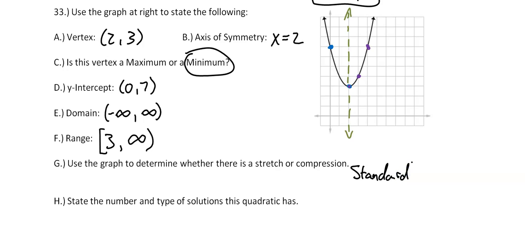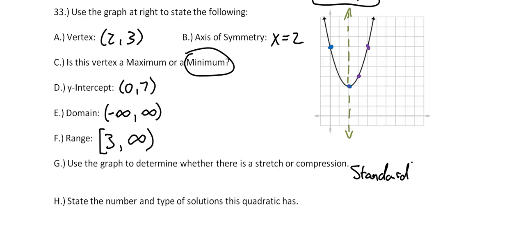If it was stretched, those values would be higher. They'd be multiplied instead of 1, 4, 9. If it was a 2, it would be like 2, 8, 18, that kind of stuff, okay? And if it was a shrink, or a compression, then the values would be shrinking.